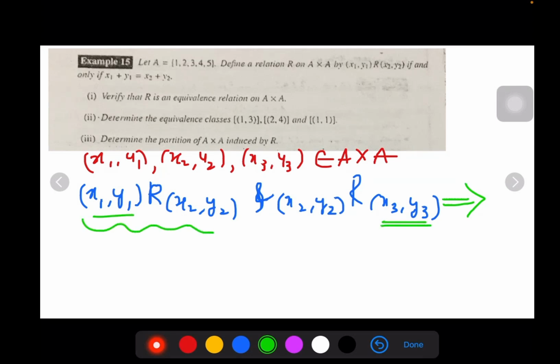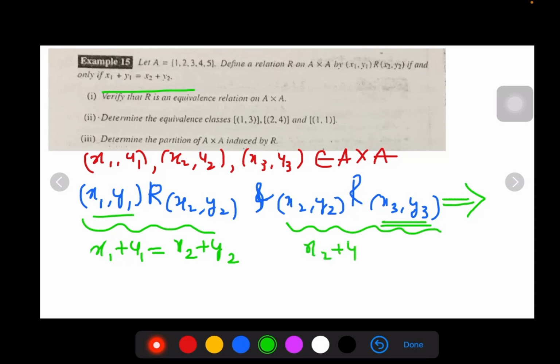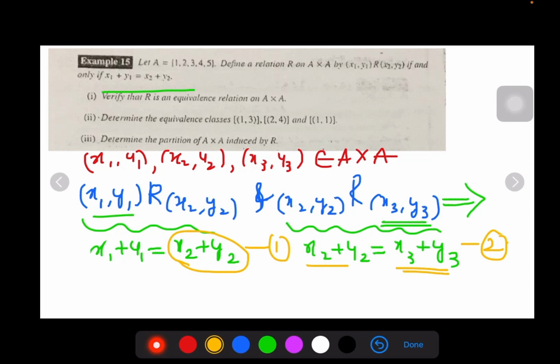So for this, as per the definition, we will write the step first. x1 plus y1 is equal to x2 plus y2. Similarly, we write for this also. x2 plus y2 is equal to x3 plus y3. Okay. Now this is equation 1 and equation 2. Combine equation 1 and 2 and simplify that. This is having some value. I will substitute that. So it becomes x1 plus y1 is equal to x3 plus y3 by combining these two.